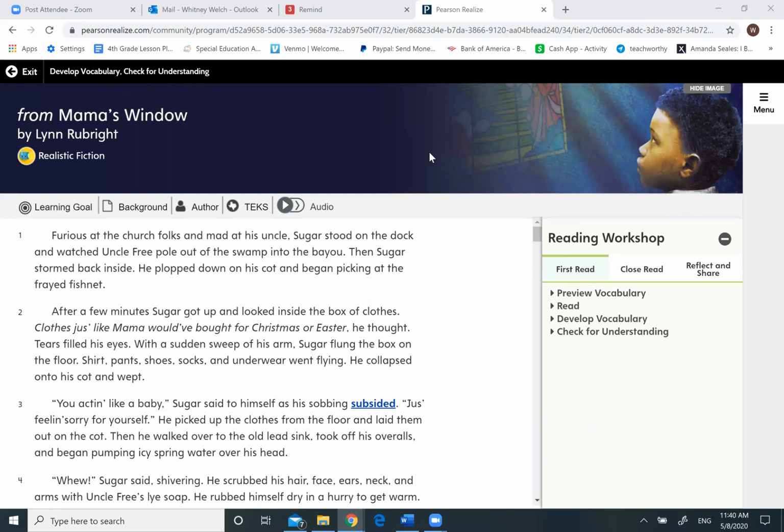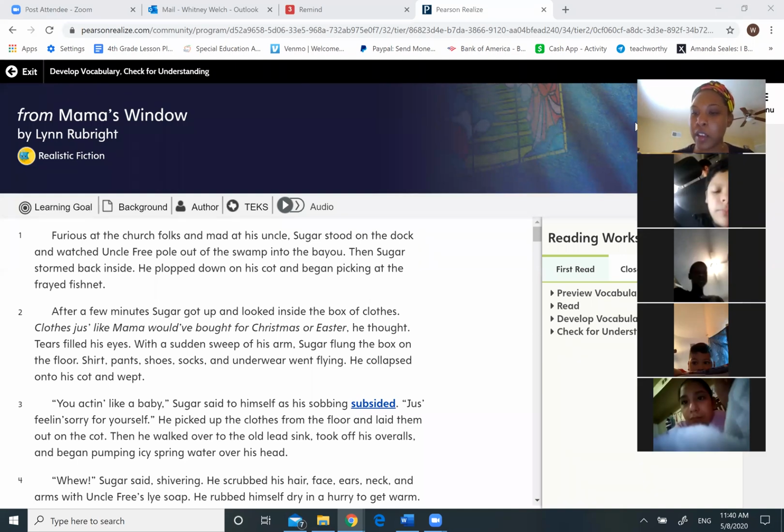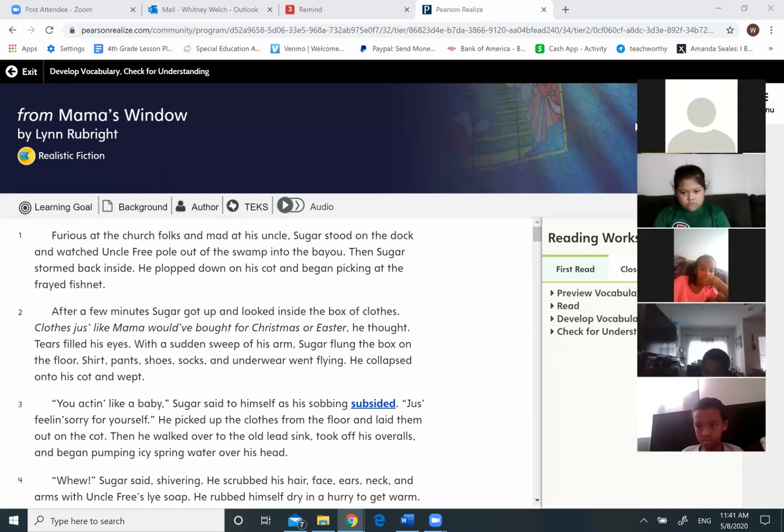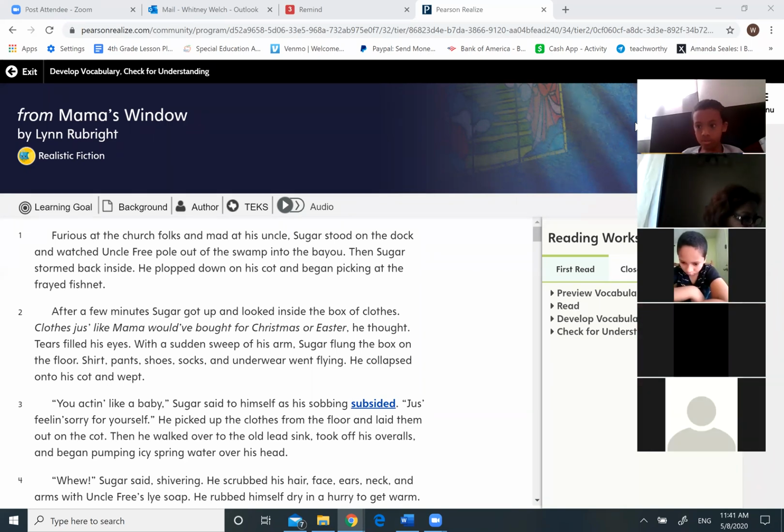How do we know that when we're reading a realistic fiction, it is actually considered that? How do we know that it's considered a realistic fiction when we're reading a story? What are some things you will see in the story to help you figure out that you're reading a realistic fiction? Okay. How do you know when you're reading a story, you're reading realistic fiction? It tells about things that don't happen in real life.